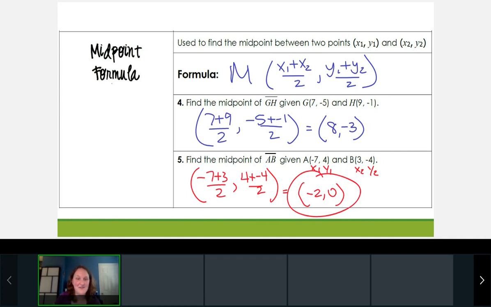All right, so you should get -2, 0. I used the formula. Question: why do you do -7 plus 3? Aren't you supposed to do -7 plus -4? No, because the formula is x1 plus x2. So you want to add your x values together. The x value here is -7 and the x value here is 3. And then divide by 2. And then you've got your y values, which you want to add together, which are 4 and -4.